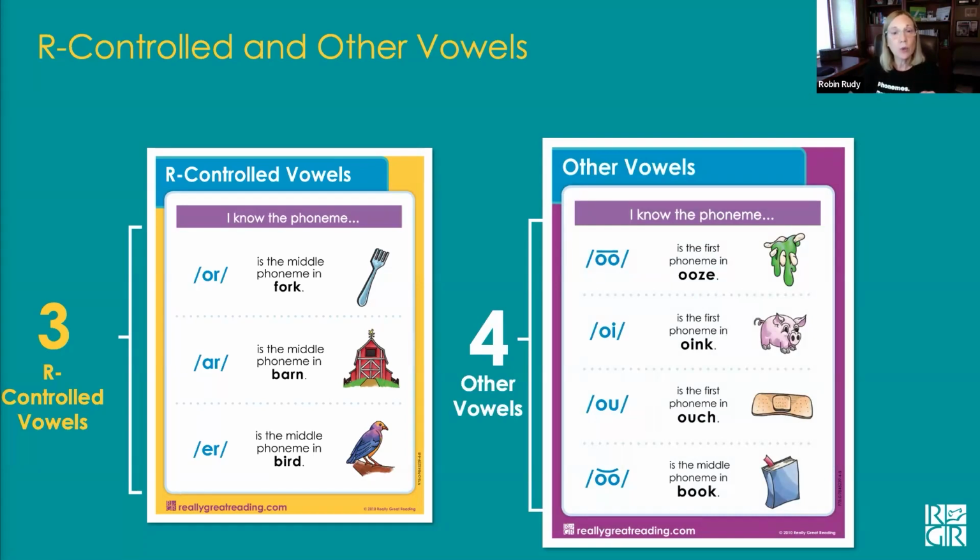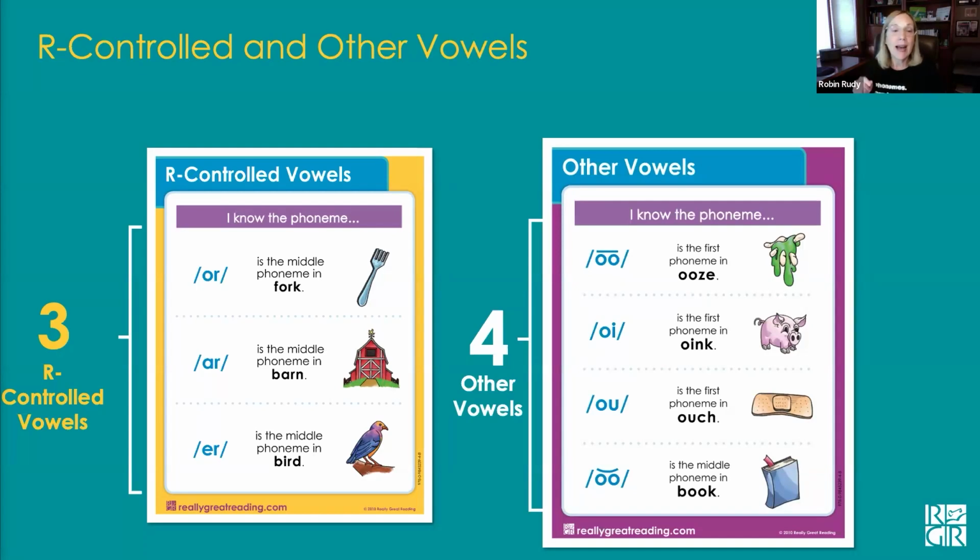So we have oo as in ooze. So oo is the first phoneme in the word ooze, and for the motion, I'm going to extend my hand and pretend like I have that green slime. If you've ever read the book Bartholomew and the Oobleck, like ooh, and it's oozing down. Everyone do that. Ooh. And then the oi is the first phoneme in oink, so a little pig nose.